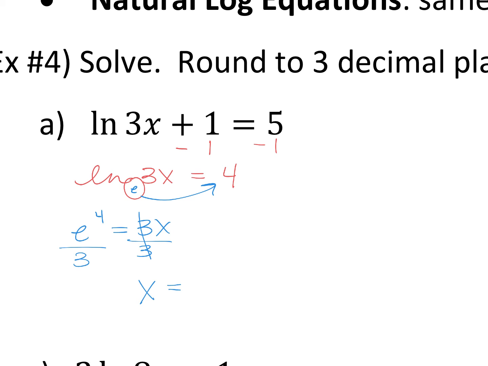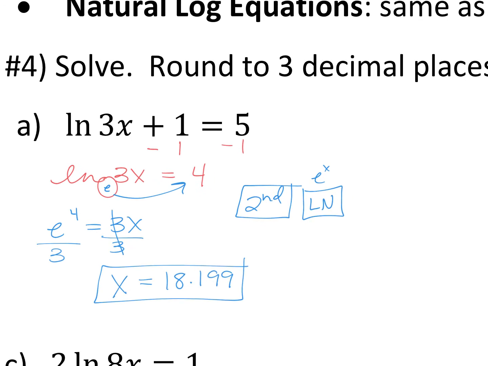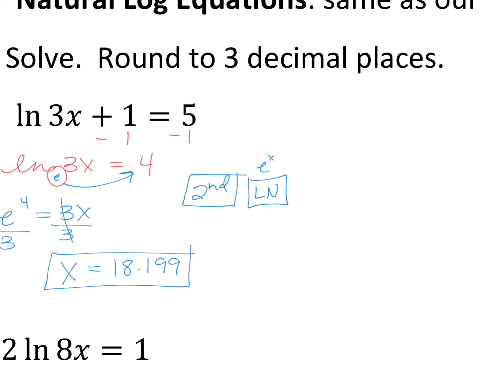Make sure you're getting this. This should be 18. We'll do 3 decimal places. 18.199. Okay. What did you do after second? So you're going to go second button, and then the natural log button, because that's where e to the x is. So second natural log, and then 4 to put e to the fourth. Then arrow over so that you get out of that exponent setting. And then you'll do divided by 3.